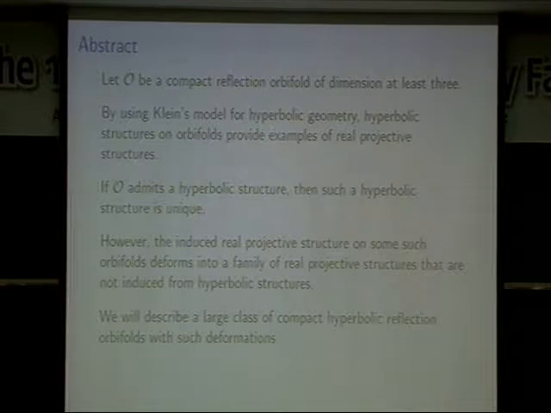If an orbifold admits a hyperbolic structure, such a hyperbolic structure is unique. But if we consider the induced real projective structure on such an orbifold, then sometimes it deforms into a family of real projective structures that are not induced from hyperbolic structures. So we will describe a large class of compact hyperbolic reflection orbifolds with such a deformation. Some parts are joint work with Professor Gye-Seon Lee and Professor Choi.